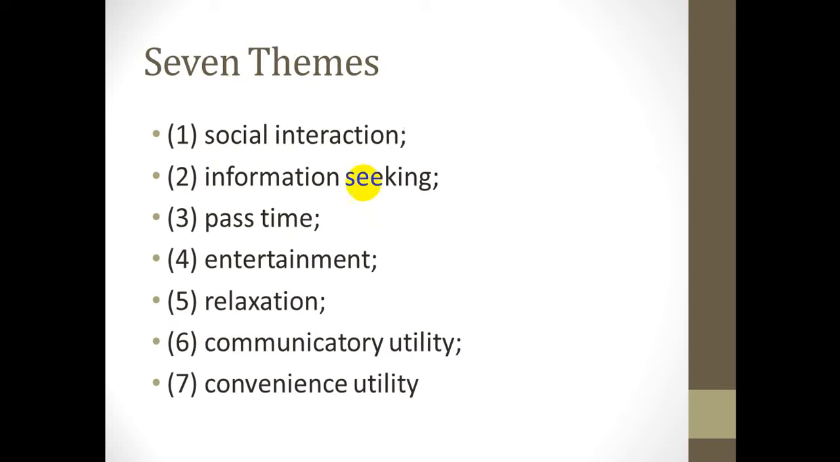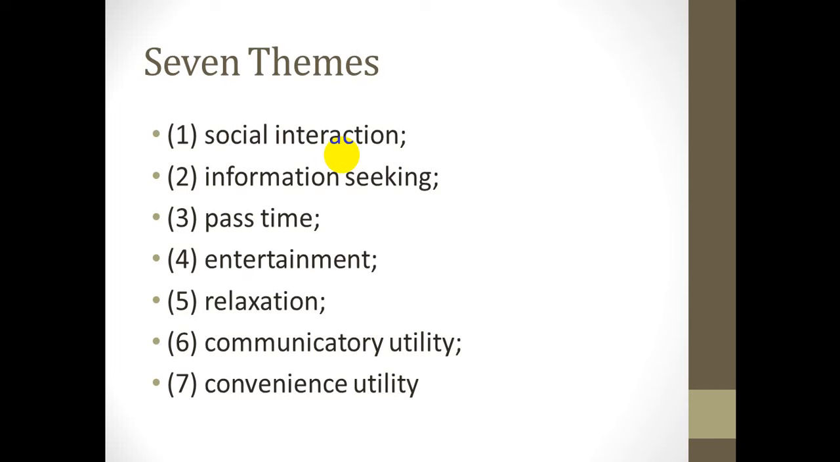These were social interaction, which was dealing with others, meeting people with interests, and keeping up with what was going on. The second was the information-seeking theme, which dealt with if people were using social media to educate them about a certain topic. The third was to pass time, so this was dealing with boredom, so people at work or at school, if they used it to sort of relieve time, pass the time.